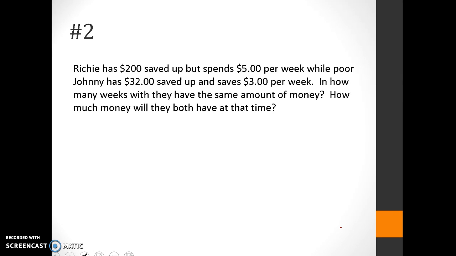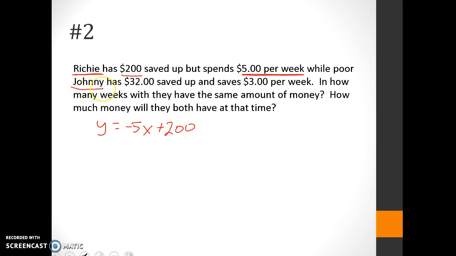The first equation is for Richie. Richie right now has $200 saved up. That's what he has at the beginning, but he spends $5 per week. That's like the slope. So we can write an equation in slope-intercept form that looks like this. Richie's money is going to be -5x because he's losing $5 per week, plus he started with $200 in his account. Now that's the equation for Richie.